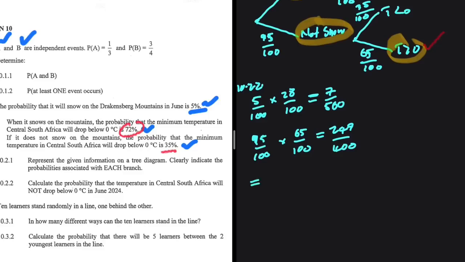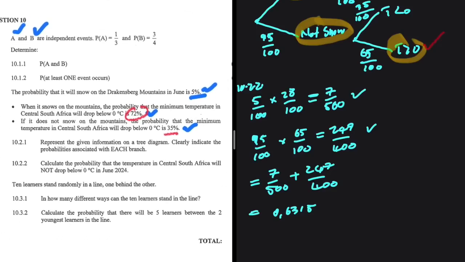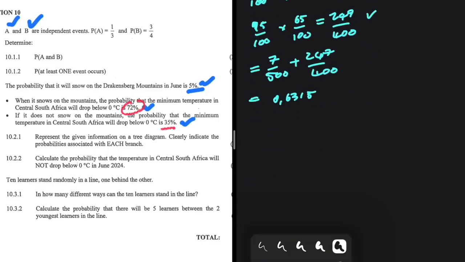So the answer, we're supposed to add these two. We're going to have 7 divided by 500 plus 247 divided by 400. This is equal to 0.6315. That is the probability that the temperature will not drop below 0 degrees Celsius in June 2024. Right. Let's move ahead and do 10.3.